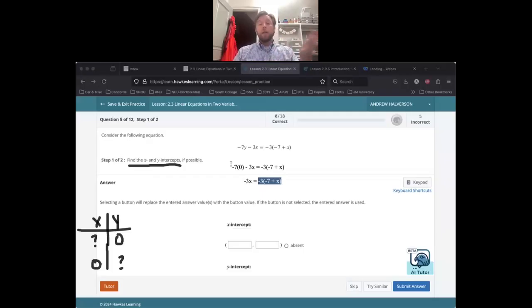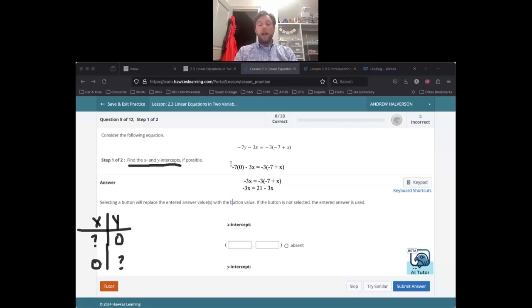For this part, you just fall back on your process from all the way back in the second week class of solving equations. Get rid of the parentheses. So multiply the negative 3 inside, so that gives us 21 minus 3x.